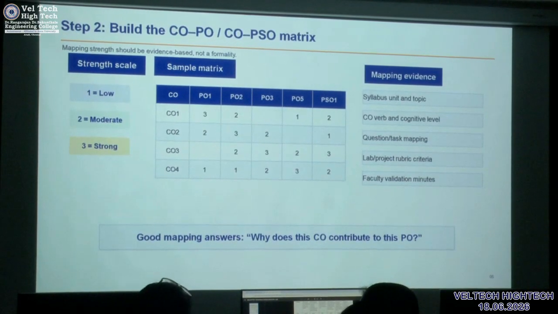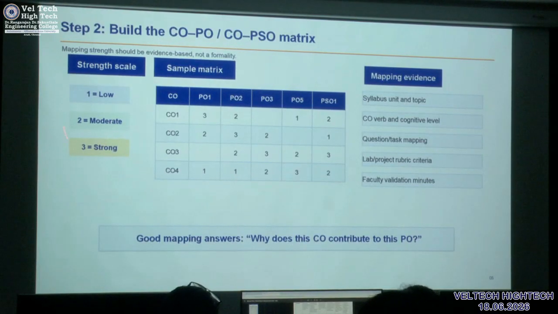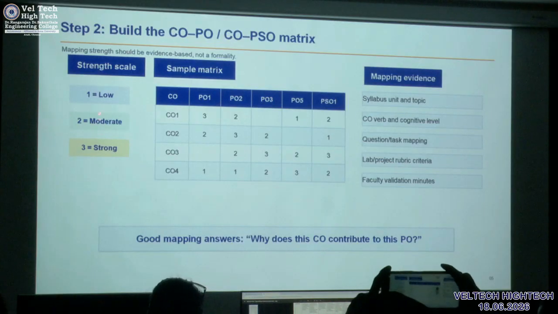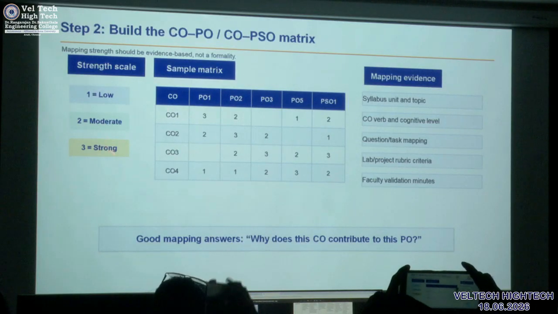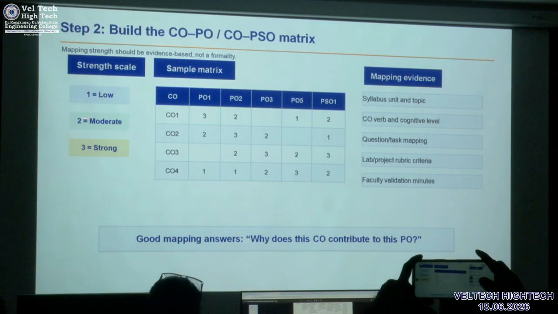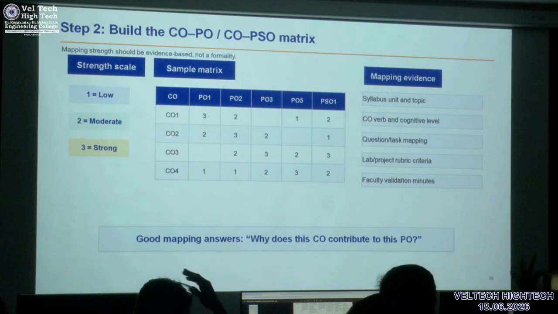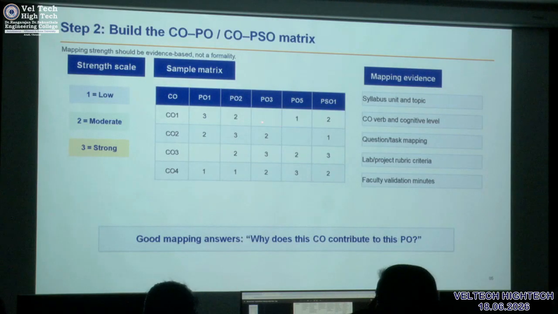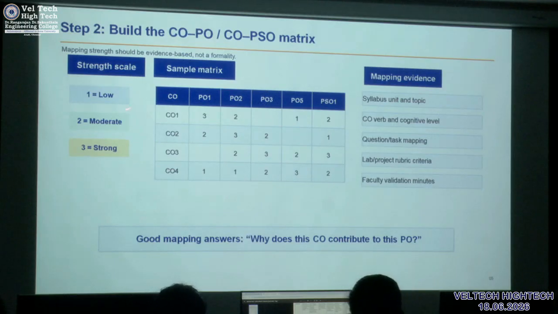So we are already following this. When do you give 3, when do you give 2 and when do you give 1? If CO and PO are strongly correlated, you give 3. If the correlation between CO and PO is moderate, you give 2. If there is a low correlation, give it as 1. And if there is no correlation, leave it empty or put it as 0. So this is a 3-point scale. This correlation is between CO and PO.